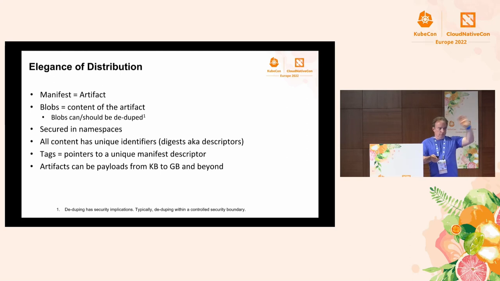So, recapping, manifests are artifacts, blobs are the content. We can secure them in namespaces. All the content has unique identifiers, which is really cool.